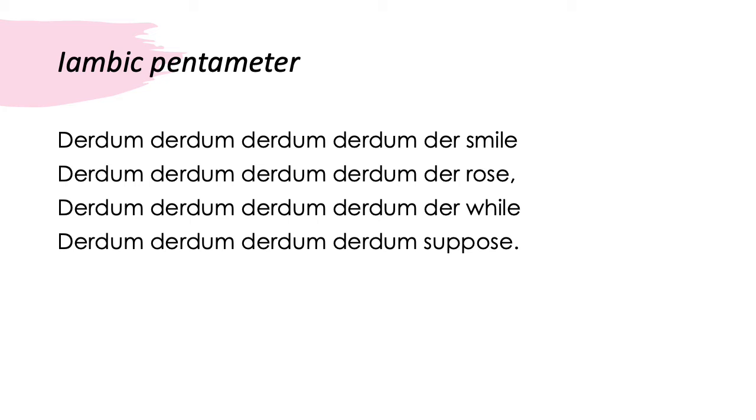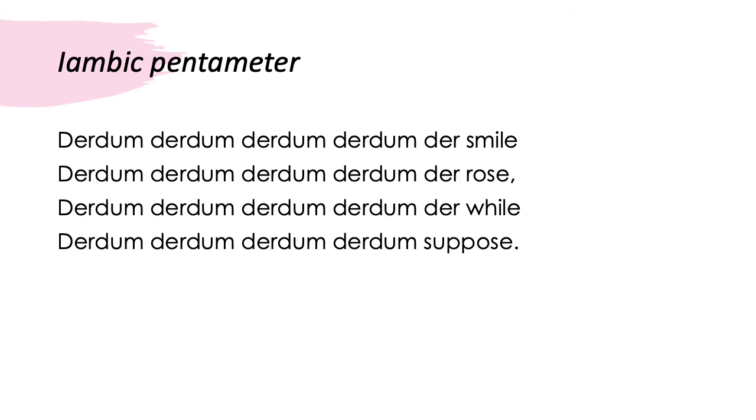and each iamb has an unstressed and a stressed syllable. So each iamb is da-dum, unstressed, da, stressed, dum, da-dum. Iambic pentameter, because it's pentameter, remember, there are five, so it's da-dum, da-dum, da-dum, da-dum, da-dum. Now, because you know the last word of your line, you can write it out almost like this and say da-dum, da-dum, da-dum, da-dum, da smile, da-dum, da-dum, da-dum, da-dum, da rose, da-dum, da-dum, da-dum, da-dum, da while, da-dum, da-dum, da-dum, suppose.